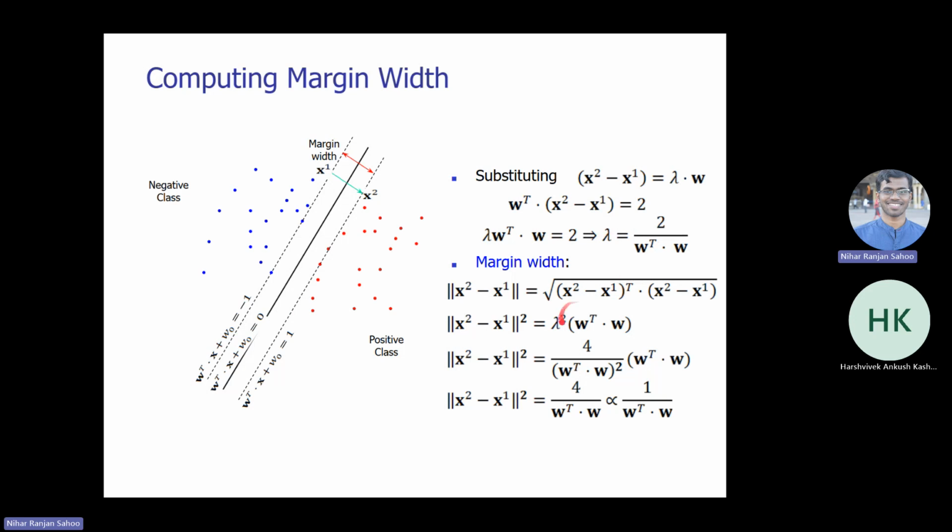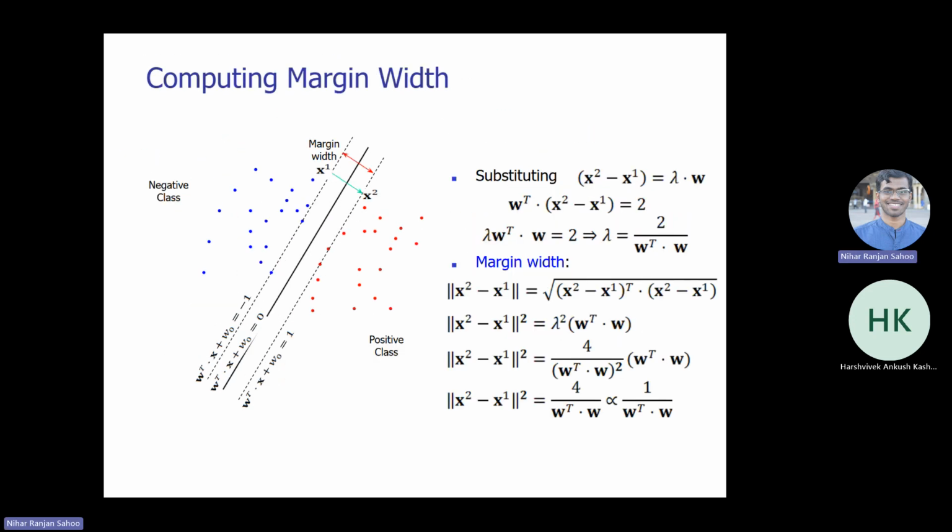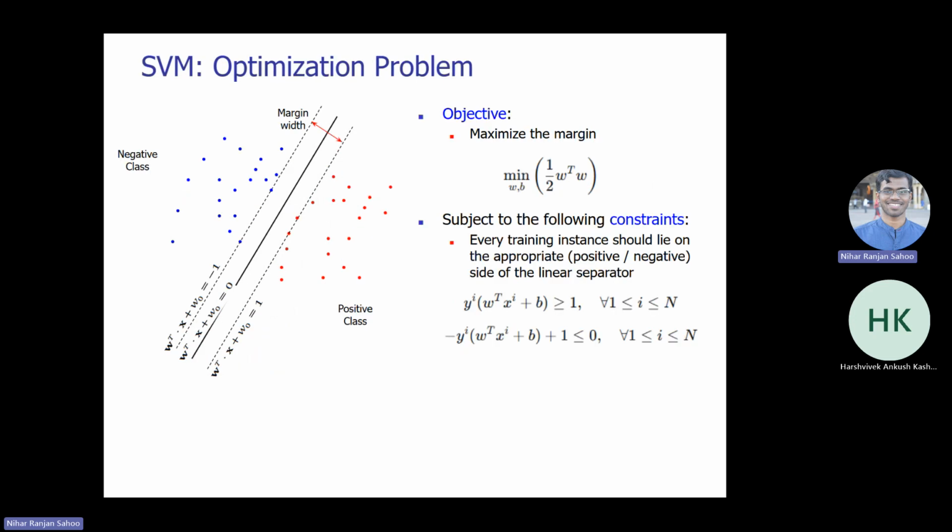If you replace all those possible values, what will you get? This is 4 by w transpose w. We're only concerned about the relations, so the constants we'll handle in the constrained optimization problem. So what we got here is that the margin width d, the length of d, is inversely proportional to 1 by w transpose w. This is what we got.